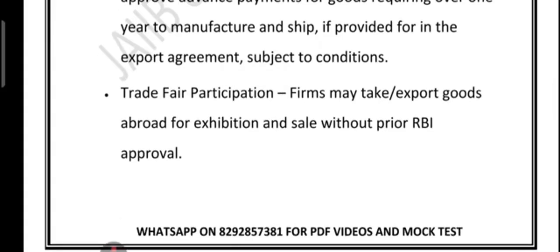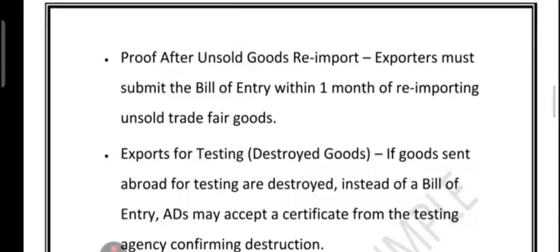In such case, your bank can allow you to take advance payment if the export agreement clearly says so. Again, under the specific condition. So that is the point.